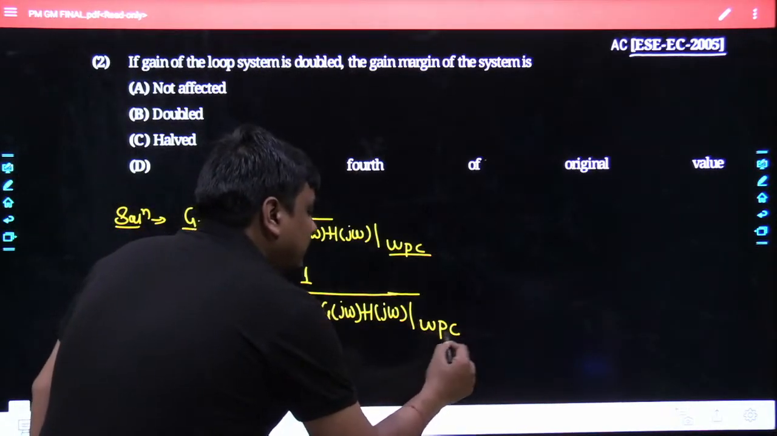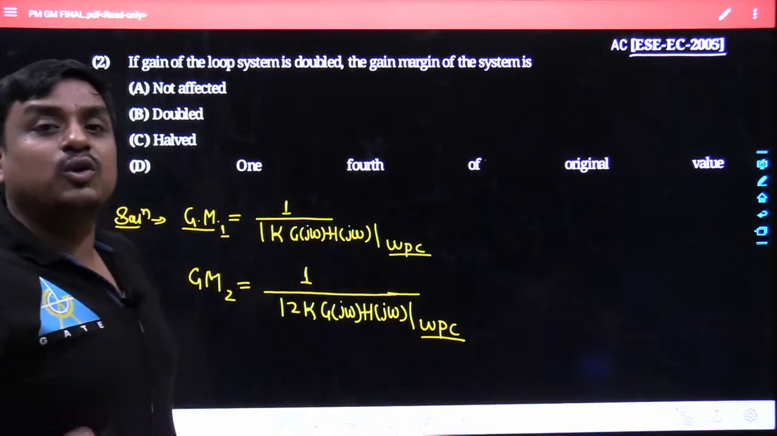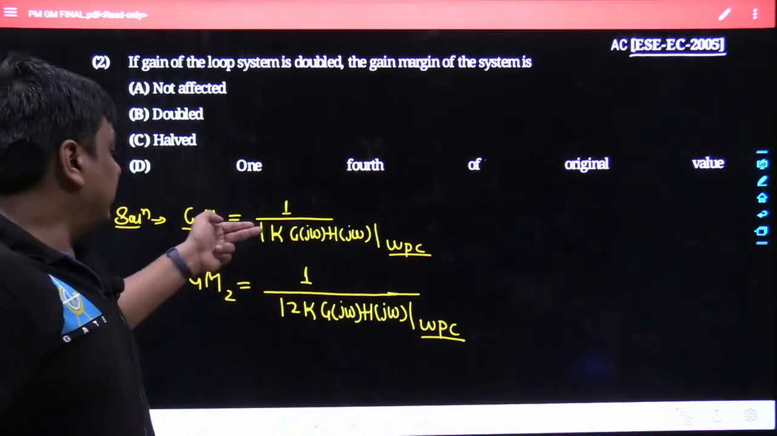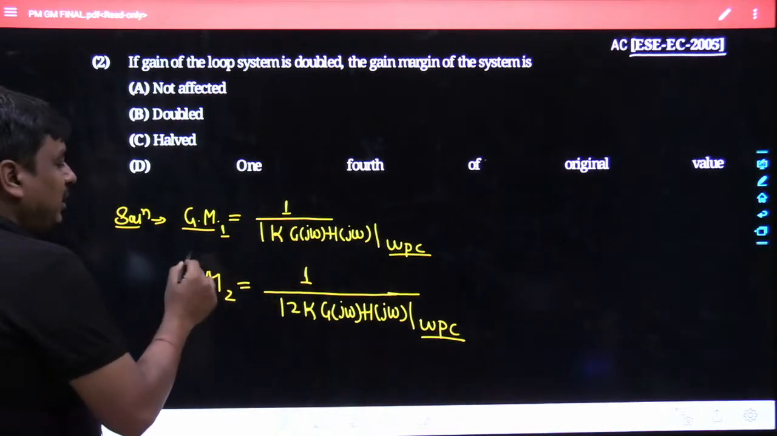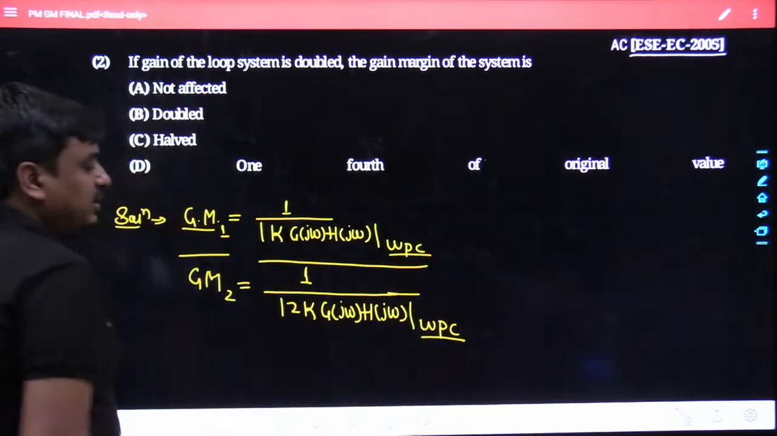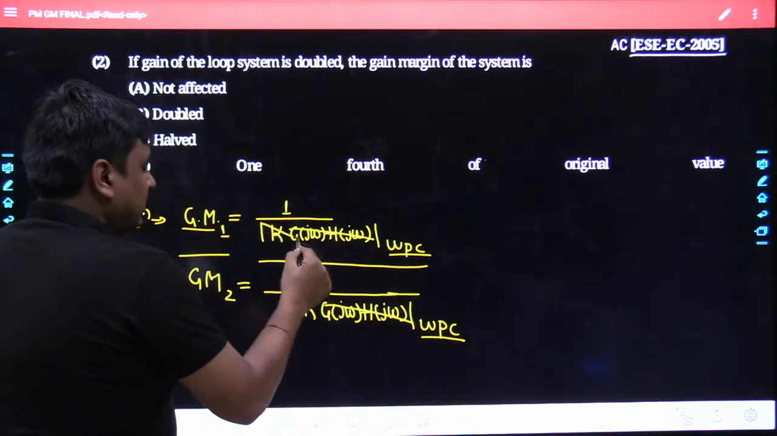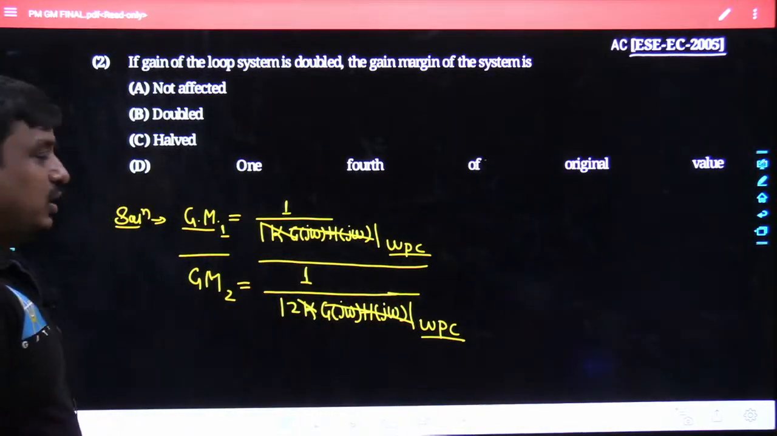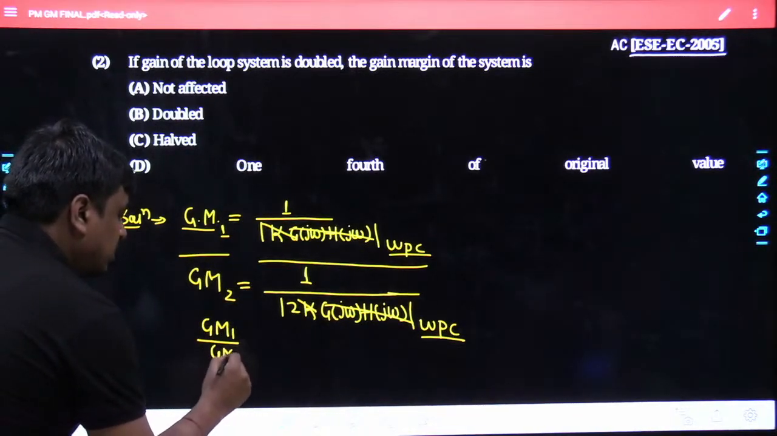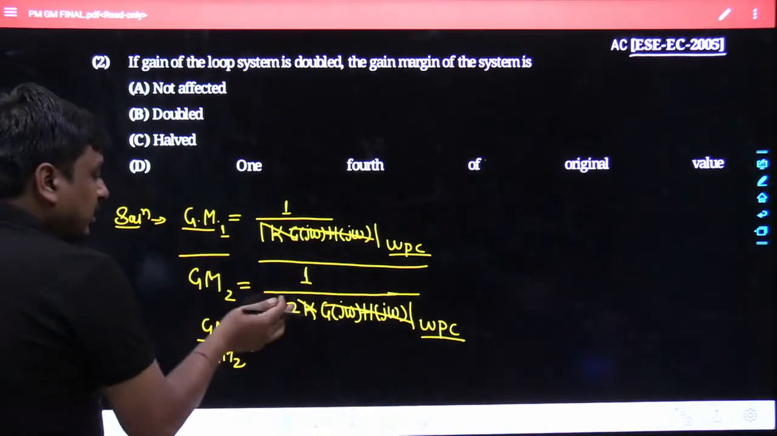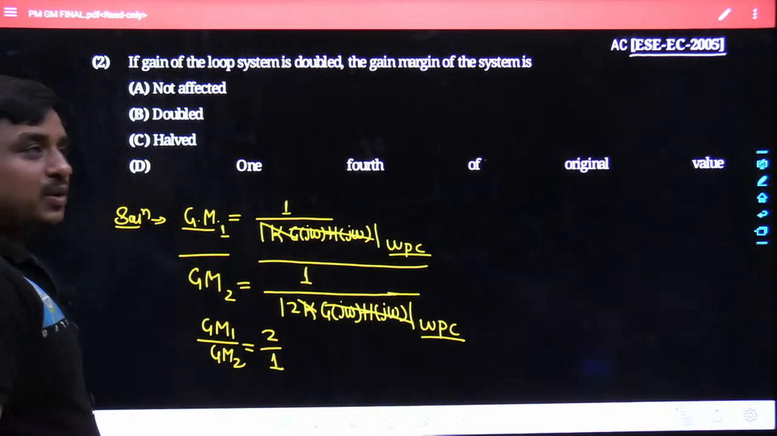Because if omega pc, or sorry, k is a positive value, it is not going to introduce any amount of phase within the system. Either it is k, or it is 2k. And here it is gm2. So definitely I can take their ratios. You can see very well, this factor is going to be the same, and this factor and this factor are going to be the same. So gm1 divided by gm2 is simply going to be, this 2 would come towards the numerator side, simply becoming 2 divided by 1.